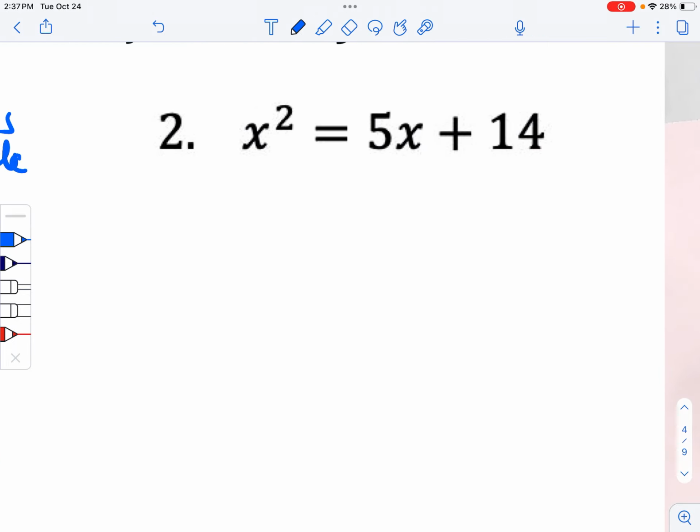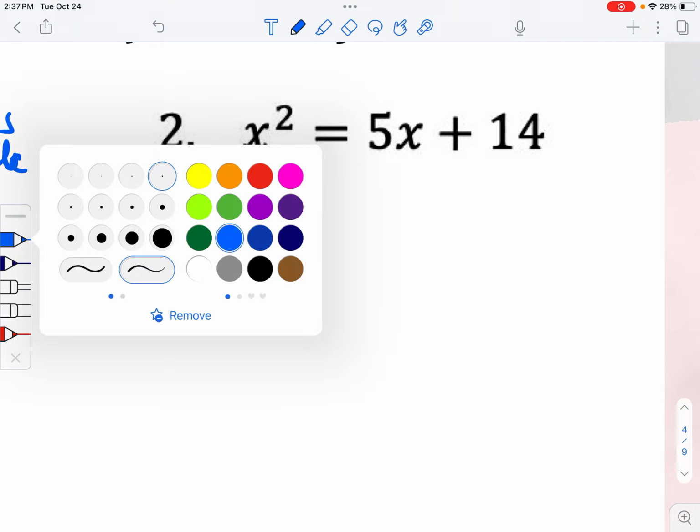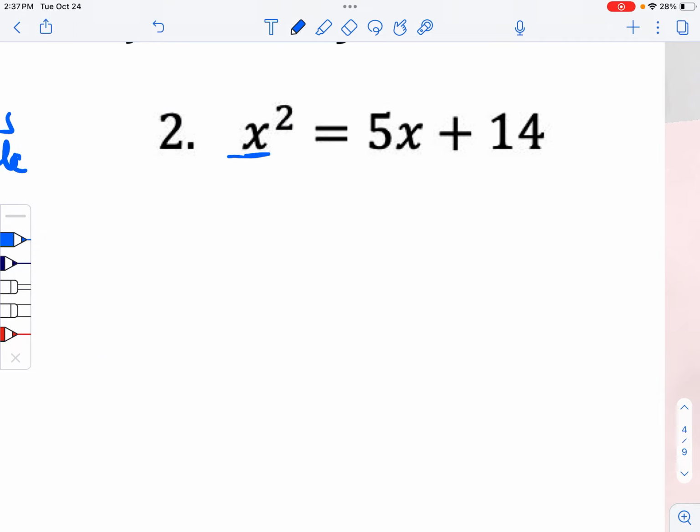For this one, okay, I want to keep my x squared term positive, so I'm just going to leave this alone. I'm going to subtract 5x from both sides and 14 from both sides, to do that first step, get everything equal to 0. So this is going to be x squared minus 5x minus 14 equals 0. I'm just bringing those over to the other side.